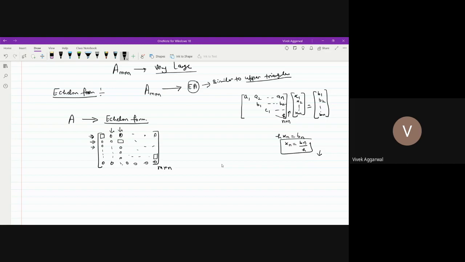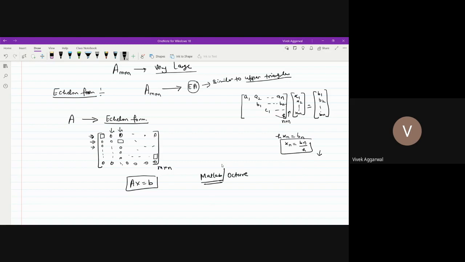So whenever the echelon form is achieved, then based on this echelon form, we are able to solve the system Ax is equal to b. Now the thing is, how can we do this in MATLAB or Octave? So that is what I'm using, MATLAB or Octave.